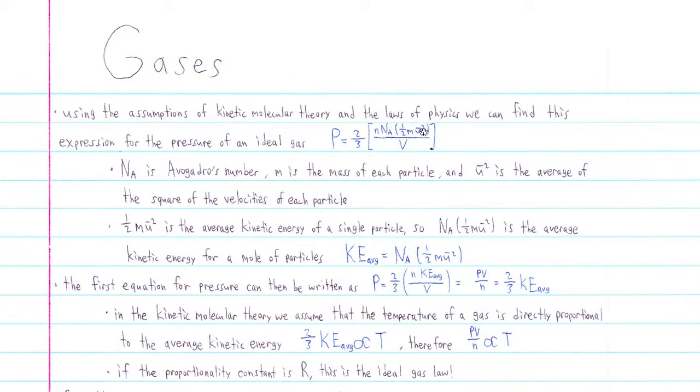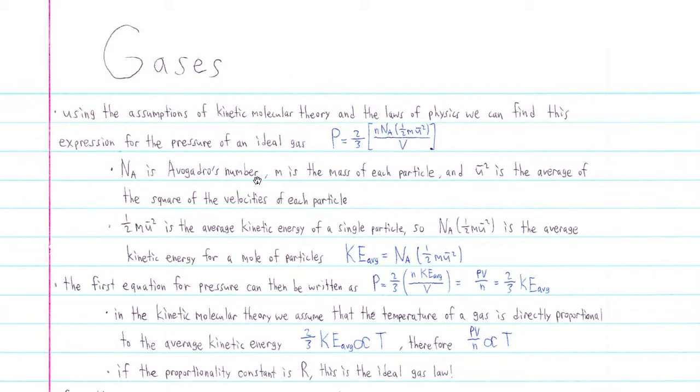And the u squared with the bar over it is the average of the square of the velocities of each particle. So you take the velocities of all the particles, square them, and then find the average, and that's this number. And we don't use a v because it'll get mixed up with the volume on the bottom.